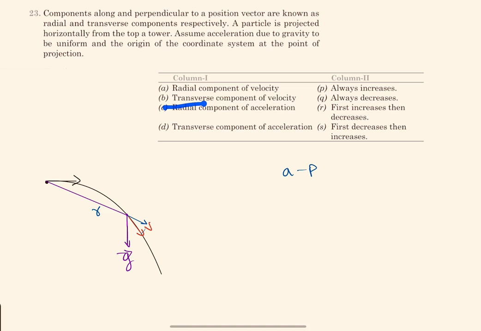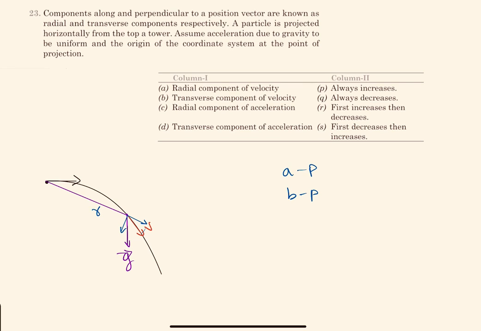Then the transverse component of velocity. Transverse component will be the perpendicular one, perpendicular to r. So when you do perpendicular to r, what is going to happen to that? So this is the transverse component. Now for the transverse component also, you can see that it will always be making some acute angle, so the acceleration will always have a positive component in that direction. So for B also it should be P.